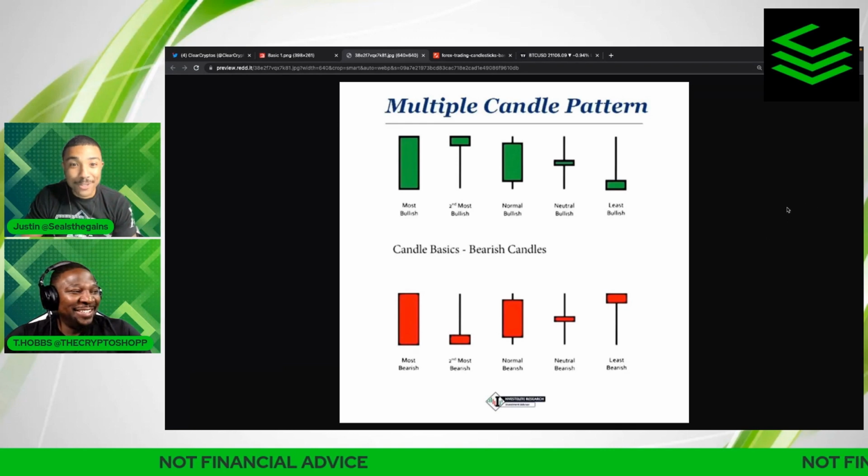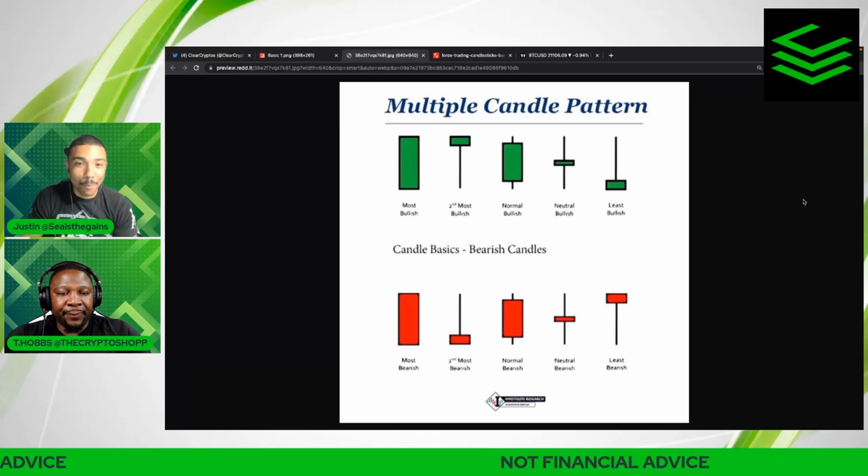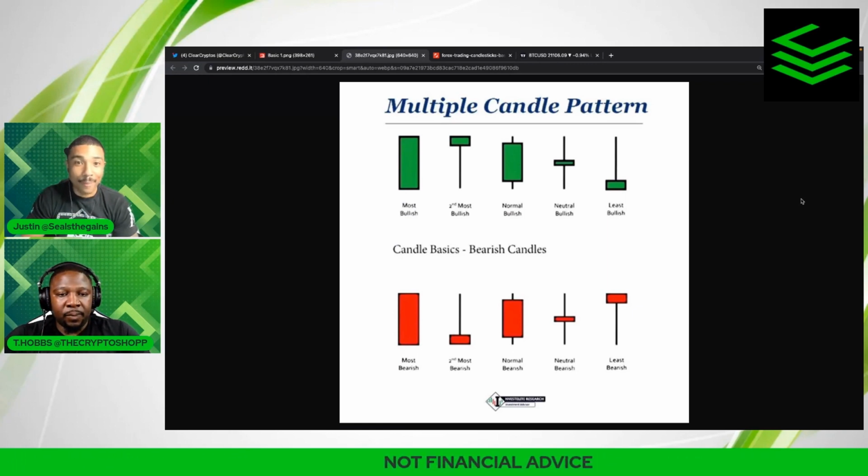So the first candle is the most bullish candle that we can have, and that is a full-bodied candle of buying green, buying pressure. So in our most bullish candle, it's straight up green. There was zero selling, just straight up buying. And you see that because there are no wicks. It opened at the lowest price and it closed at the highest price.